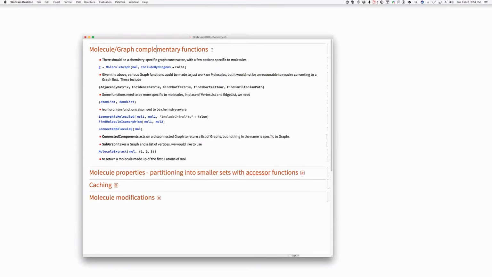Okay, molecule and graph functions. So what is the issue here? It is to make specifically a chemical graph that is different from an ordinary graph. Really?